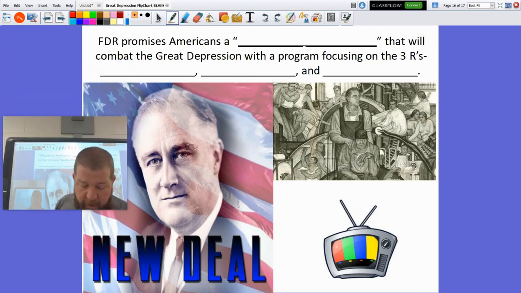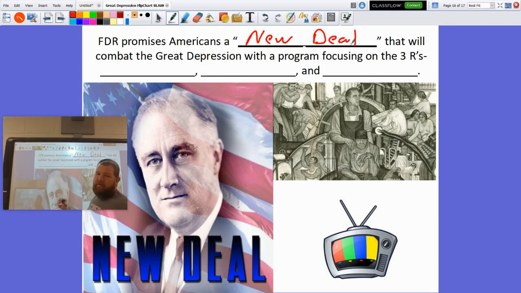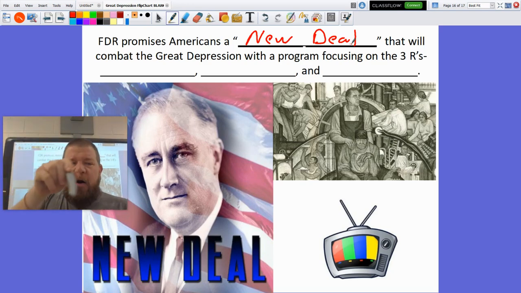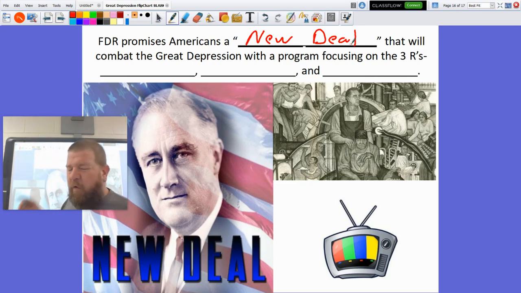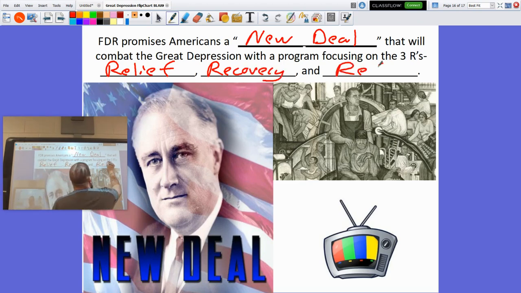FDR promises Americans what he calls a New Deal. Remember Roosevelt, the earlier Roosevelt, Teddy Roosevelt promised Americans a square deal, fairness. Roosevelt here promises Americans a new deal, all right, that says that the Great Depression will be combated with programs that focus on the 3 R's. So, what are the 3 R's? They are relief, recovery, and reform.